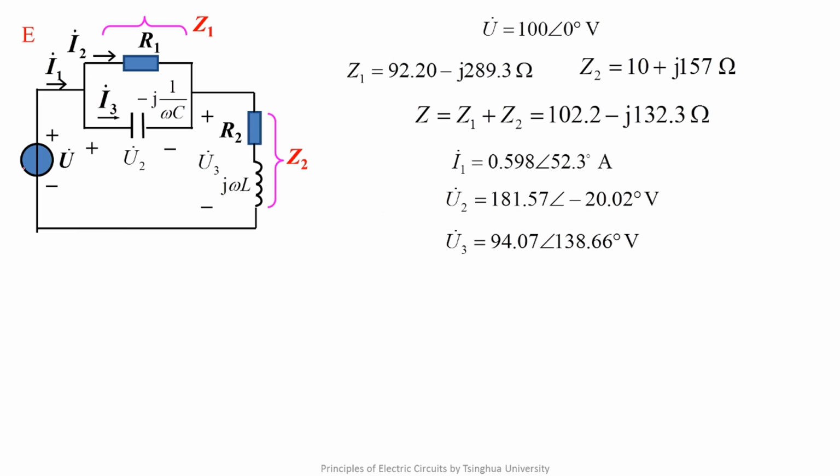In order to calculate the power supplied by the source, we use U times I1 directly. In order to calculate the power absorbed by the load, we directly use U2 times I1. In order to calculate the power absorbed by load Z2, we directly times U3 with I1. It's clearly wrong. But with the complex number, we first calculate the complex power supplied by the source.